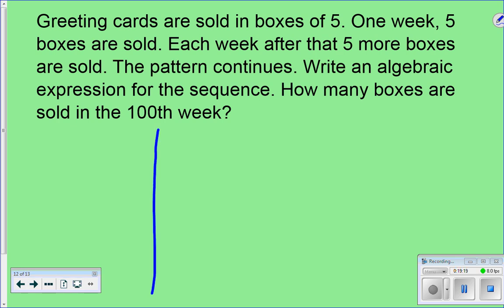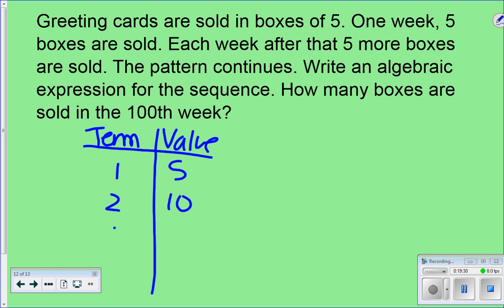Well, first of all, term and value. So my first week, how many boxes are sold? 5. My second week, 10. And my third week, 15. And then so on and so forth. You can probably write a rule. My rule would be what? Times 5. So I'm going to take my term and multiply by 5. And then it asks, if I'm going to have 100 weeks, how many boxes are going to be sold in that 100 weeks? 500. Because I would take my 100, times 5, 500 boxes. Any questions on how to write a rule?